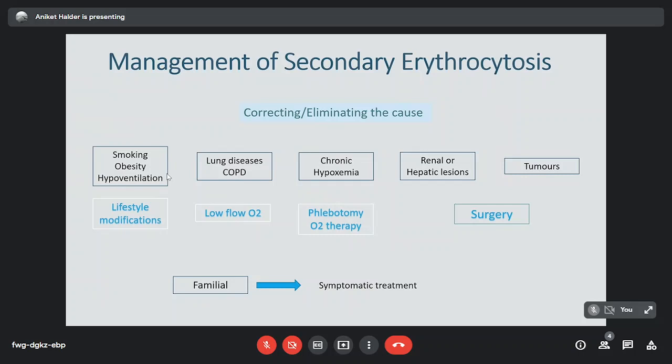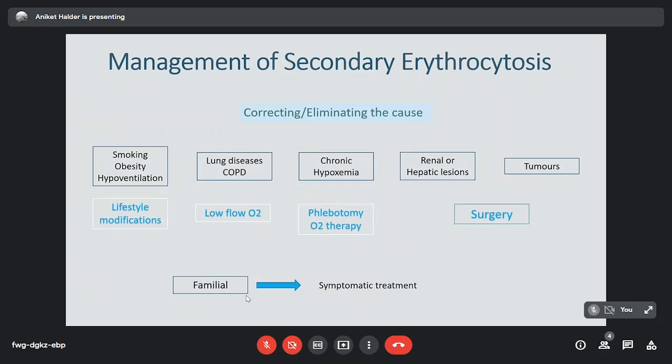Patients with tumor should also undergo surgery to remove the lesion which is causing the secondary erythrocytosis. Patients with renal artery stenosis should undergo surgeries or implantation of stents. For familial causes of secondary erythrocytosis, no specific treatment is available, but symptomatic treatment should be used in such patients. Phlebotomy may be used to decrease the blood volume wherever relevant.